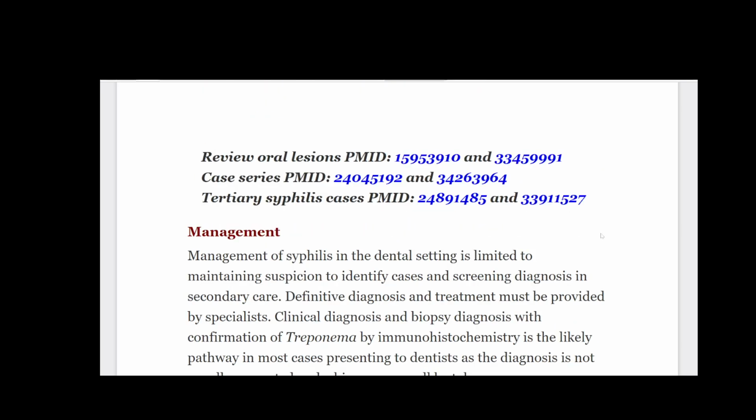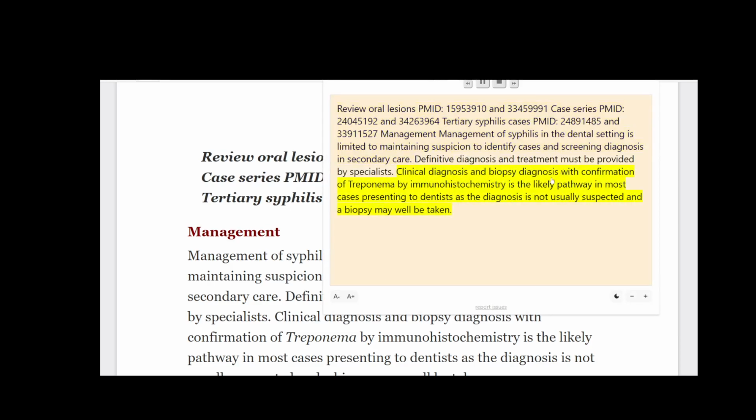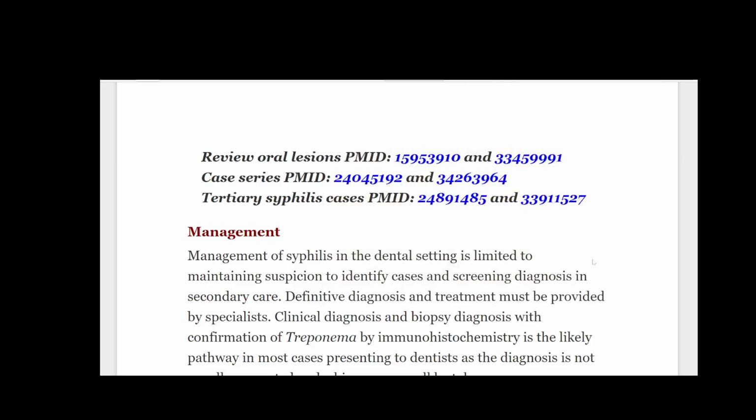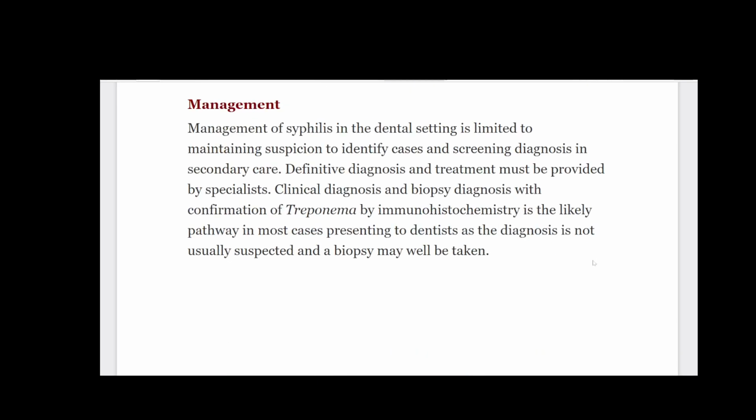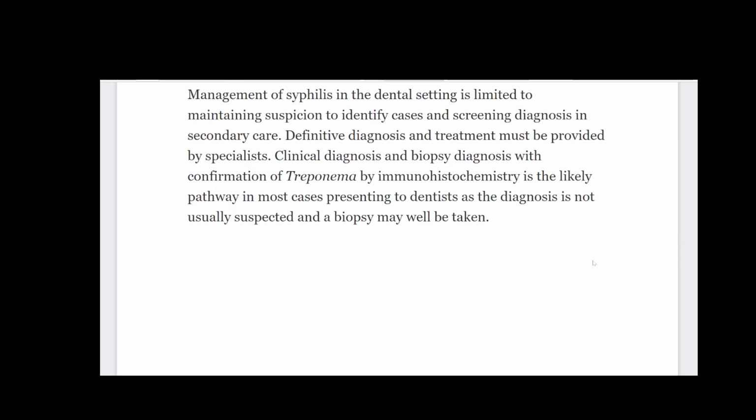Review oral lesions, BMID 15,953,910 and 33. Clinical diagnosis and biopsy. Diagnosis with confirmation of treponema by immunohistochemistry is the likely pathway in most cases, presenting to dentists as the diagnosis is not usually suspected and a biopsy may well be taken.